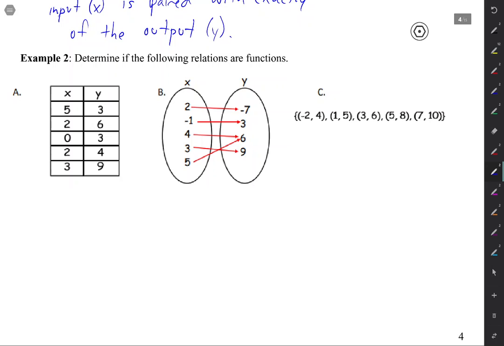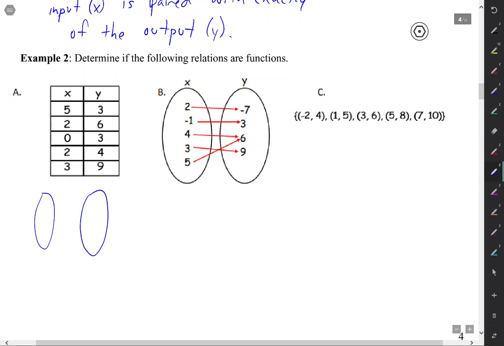Personally, I think looking at the arrow diagrams is the easiest way to tell whether a relation is a function or not. So if I'm not given an arrow diagram here, I'm going to quickly make one because they don't take long to make. So for A, let's just quickly make an arrow diagram. I'm just going to put my two ovals, and then I'm going to put all the x values in one side and then all the y values in the other.